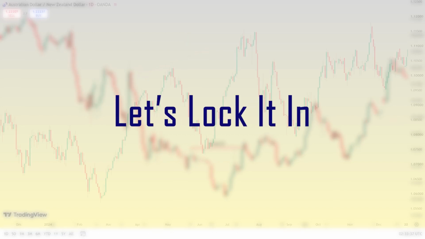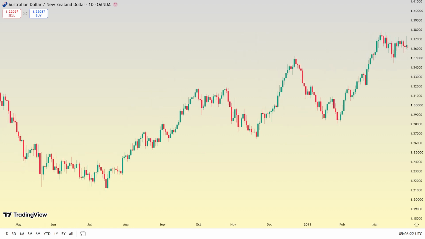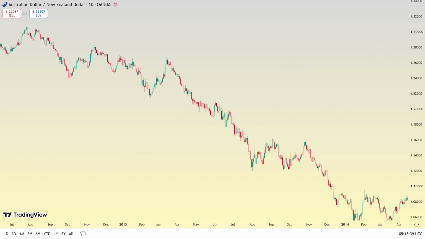Let's lock it in. A swing high is a rejected high. A swing low is a rejected low. Not every high or low matters. Only swings that create reaction matter. Structure is built from swings, not candles. Uptrend means higher highs and higher lows. Downtrend means lower highs and lower lows. And most importantly, if you can read swings correctly, you can read the market.